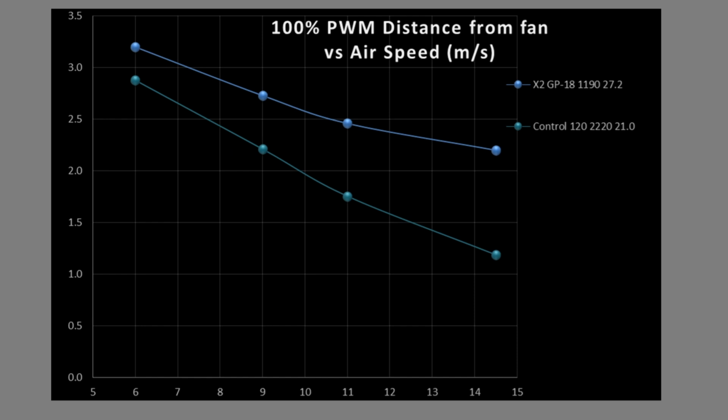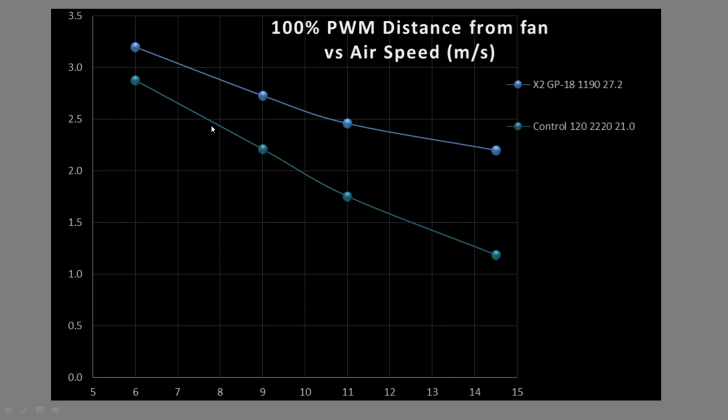Next, we're taking a look at the fans at 100% PWM fan signal. We got the teal line as the control, estimated RPM and noise level versus the X2GP18 and its RPM and noise level. So this is the disadvantage with larger fans. They're going to be noisier at lower RPMs simply because the tip speed, the speed of the tip at the end, is going to actually be pretty fast even though the RPM may be slower. It's just like geometry physics.